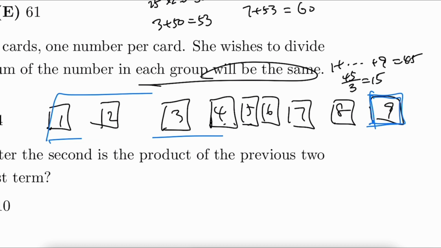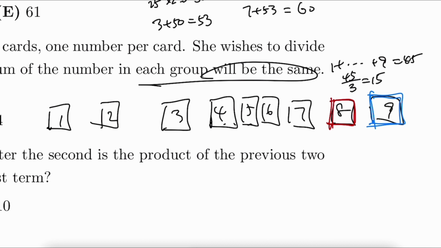So 6, 7, 8. Let's pick one number. Let's say 8. It cannot be in the same group as 9 because that would just exceed this 15 sum. Therefore, we would have to have 8 as its separate group. This means that we have 8, 9 separately. Now, let's think about this.